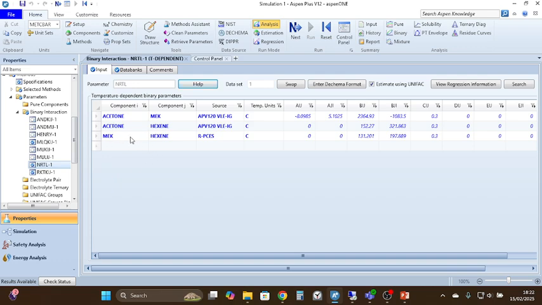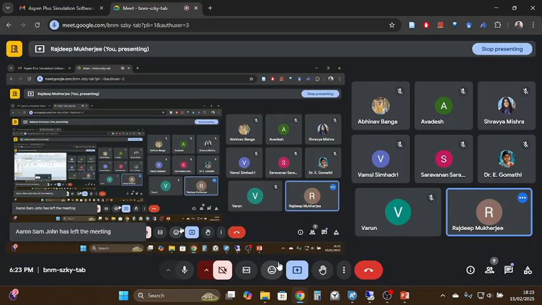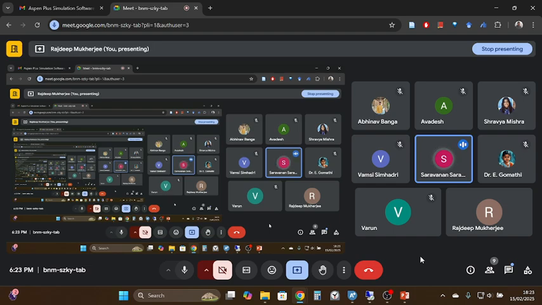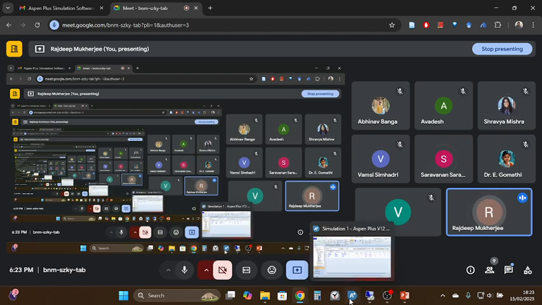So here you can see that the missing interaction was evaluated using this regression model, and the interaction parameters are generated. Now, how to determine its binary interaction? Anyone? Binary interaction means its nearest boiling point. Yes, I'm asking through Aspen, how can we do that?